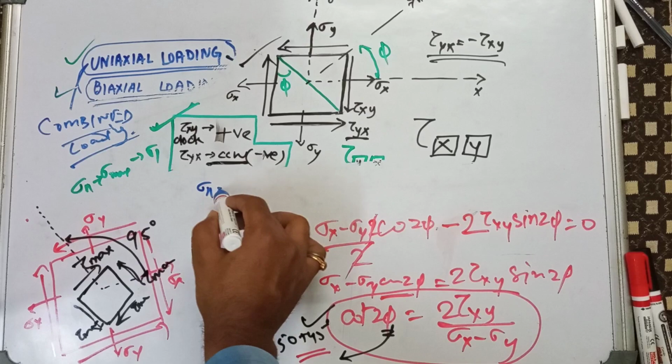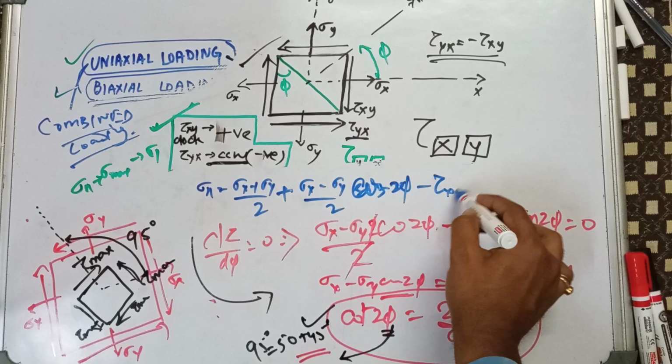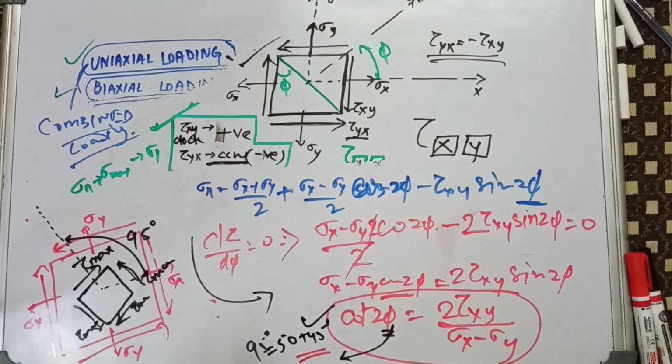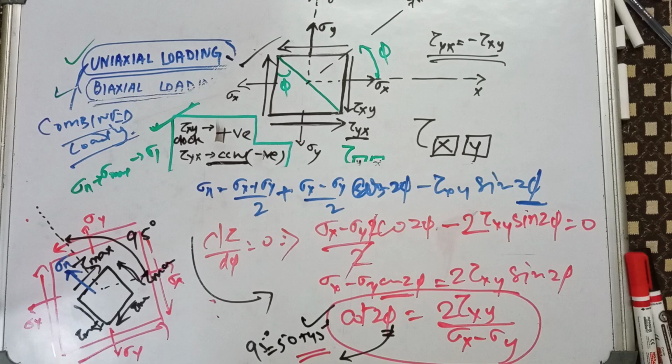Sigma normal equals sigma x plus sigma y by 2, plus sigma x minus sigma y by 2 cos 2 phi, minus tau xy sine 2 phi. Is it clear? So in this value, just put phi as 95 degree. You will get a value of normal stress. I am writing sigma normal; I cannot write it sigma 1 because this is not the maximum principal stress plane.